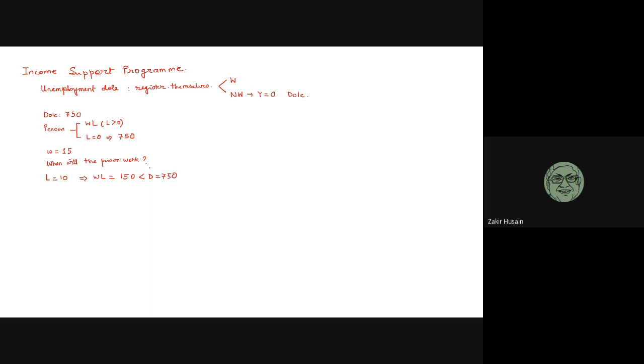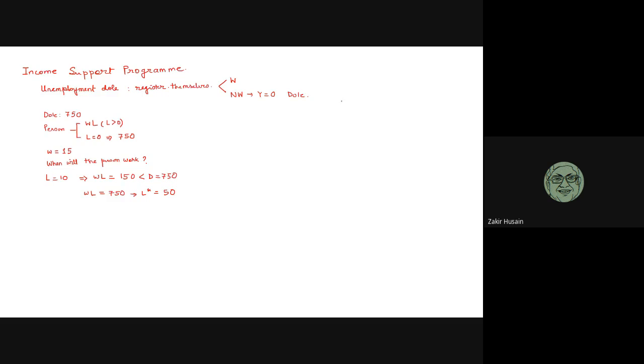Right? So can you find out the minimum hours for which he has to be offered some work? 50. So greater than 50. So we simply said WL is equal to 750, and solving we get the critical value L star. This is 15, this is 50.